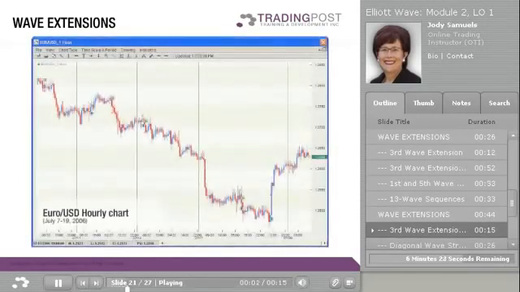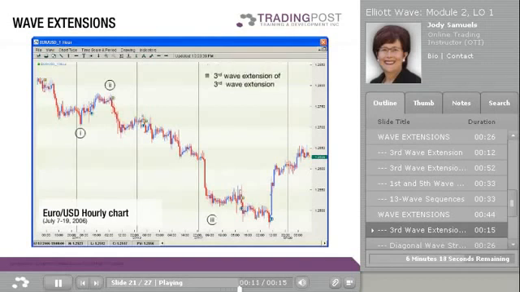In this Euro-USD hourly chart from July 7, 2006 to July 19, 2006, you can see the third wave extension of the third wave extension.